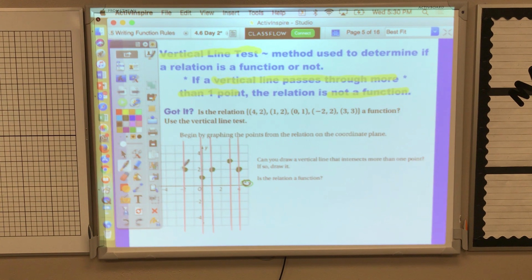If I look here, did any of these have more than one point on it? There's 1, 1, 1, 1, 1. So the answer to that question is no. And since none of our vertical lines have more than one point, it is a function. And the reason why, if it ever asks you to explain, is because it passes the vertical line test.